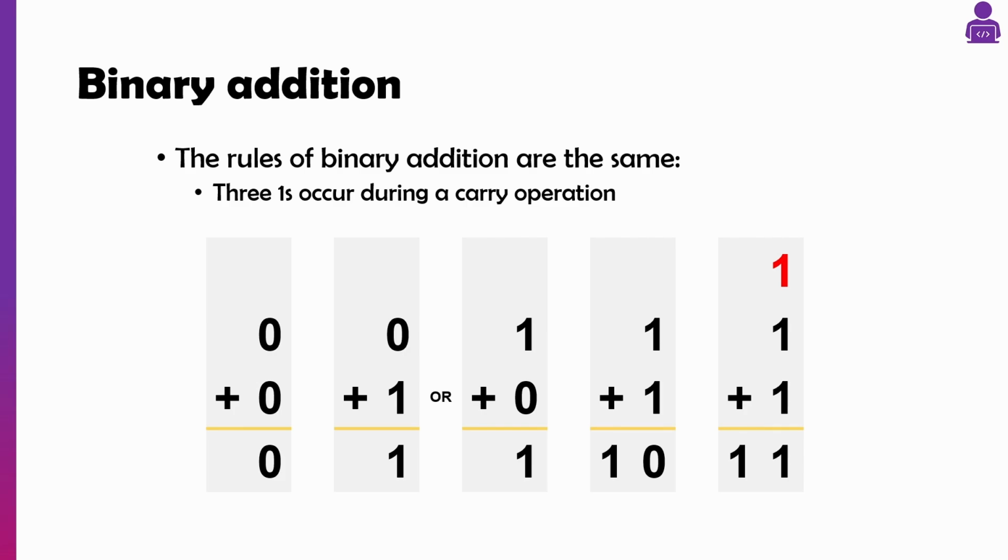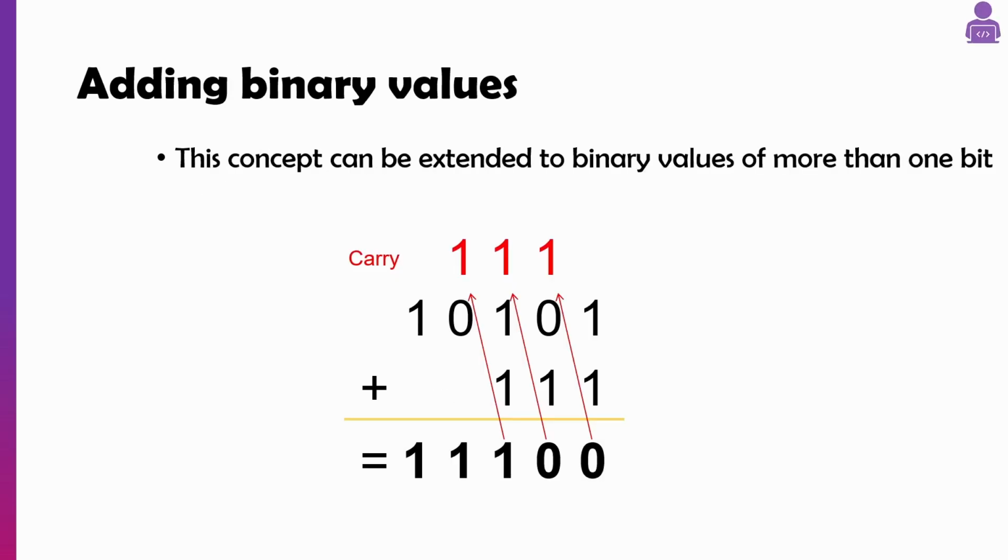Binary is pretty much exactly the same, except the maximum number in one column can only be a 1. So you only really ever need to be able to add up to 3. So 0 plus 0 equals 0, 0 plus 1 equals 1, 1 plus 0 equals 1, 1 plus 1 equals 2, which is a 0 in the column you're on, and a carried 1 on the left, and 1 plus 1 plus 1 is exactly the same, but it's 1 and a carry of 1.